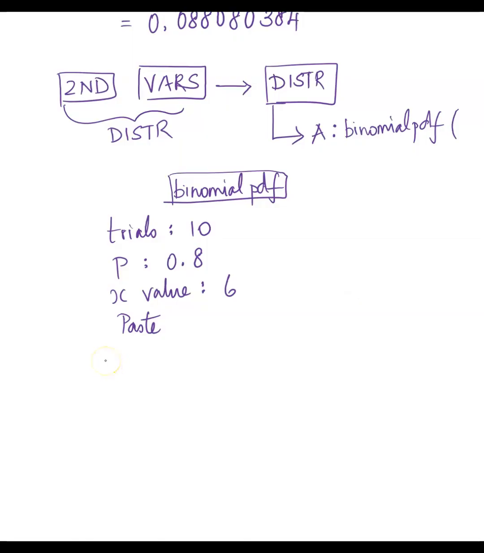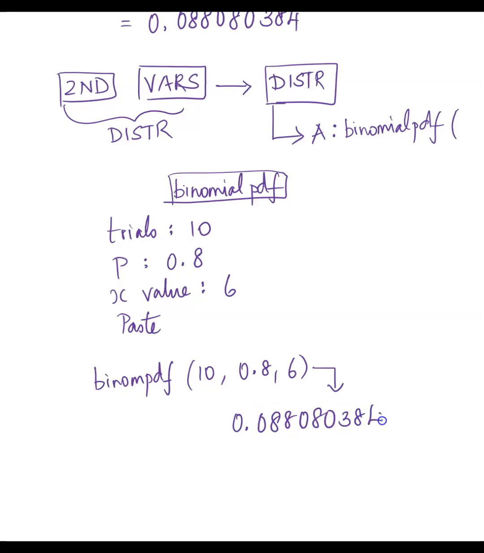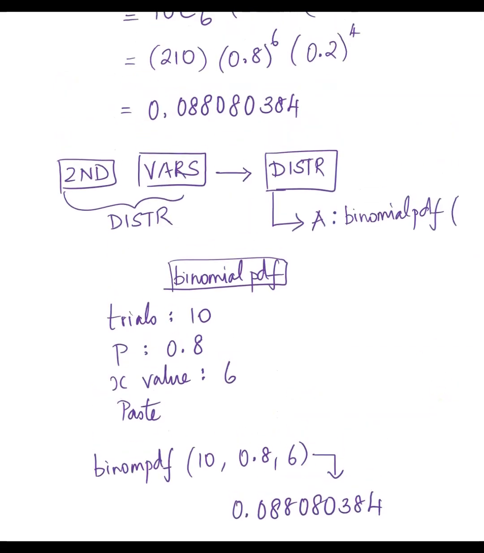It says binom PDF 10, 0.8, 6. In some calculators, I've seen that it'll take you to this screen and ask you to enter the 10, 0.8, 6. So it just depends on your calculator version. Well, hit enter, and that gives you 0.088080384. The exact value we got when we did it manually.